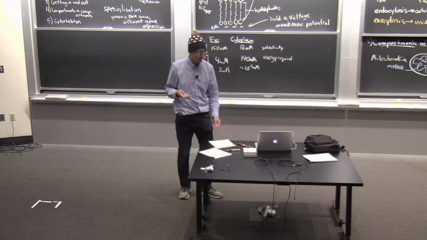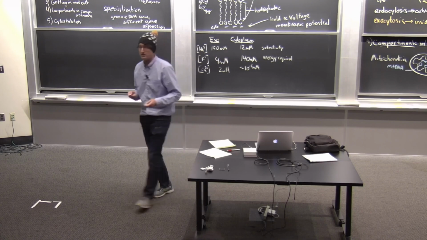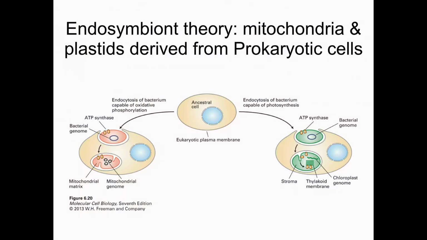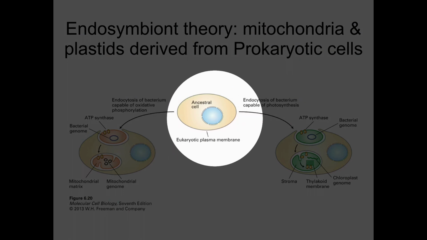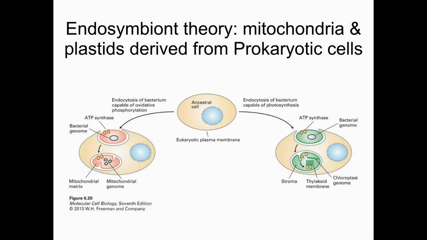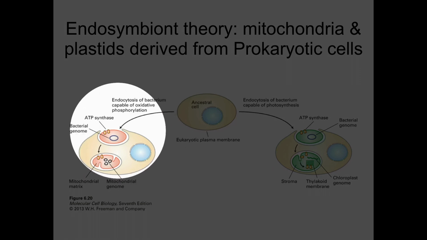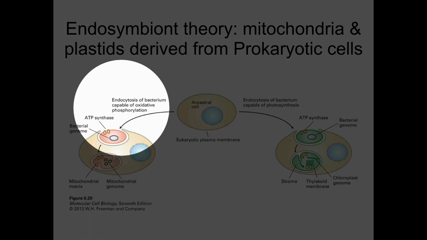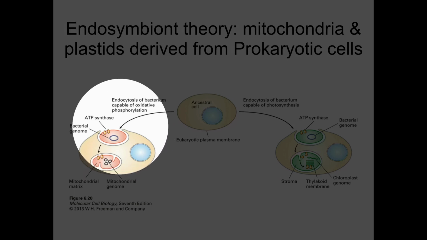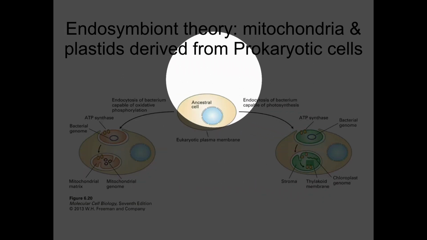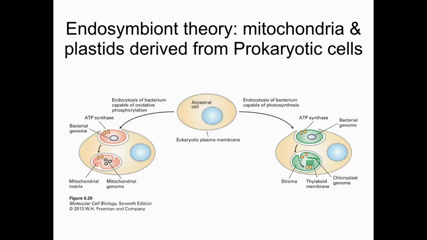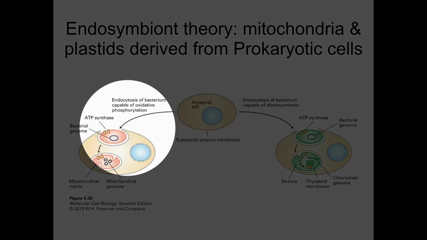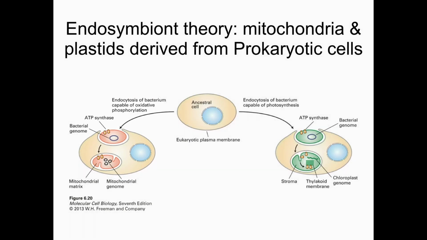So this is not an organelle that can be synthesized de novo, and the fact that this is the case has led to a theory known as the endosymbiont theory, or hypothesis, which basically states that there was an ancestral eukaryotic cell, and the way that organelles such as mitochondria and plastids were derived is from engulfing bacterial cells that were either capable of oxidative phosphorylation in the case of mitochondria, or were capable of photosynthesis in the case of chloroplasts, okay?